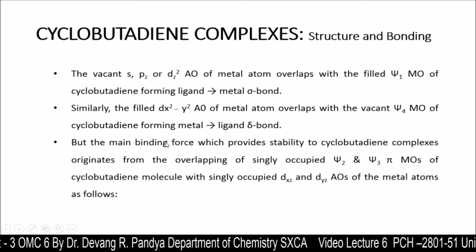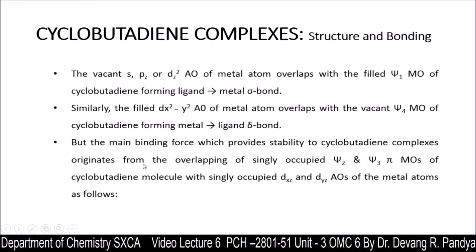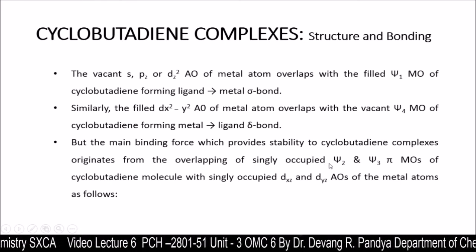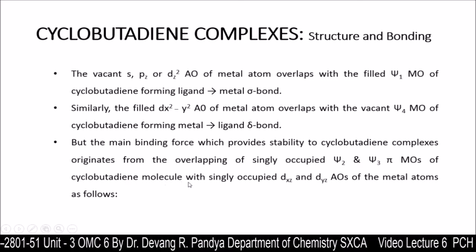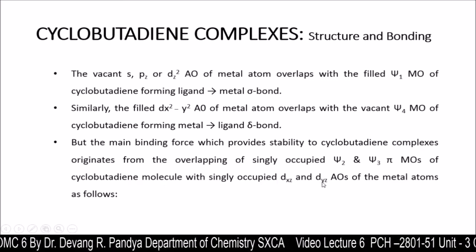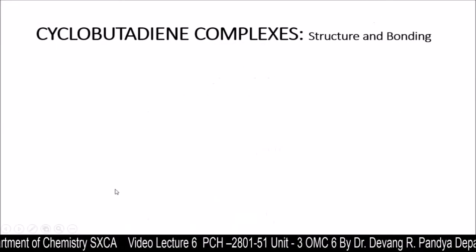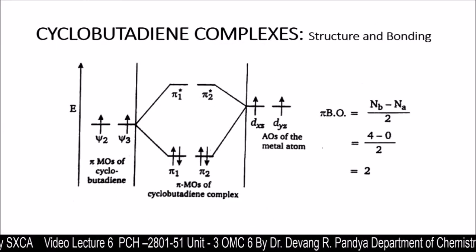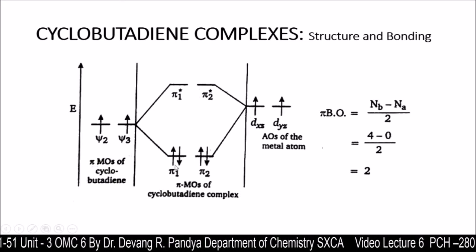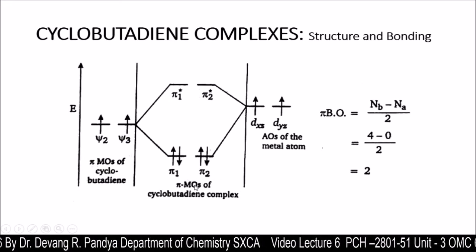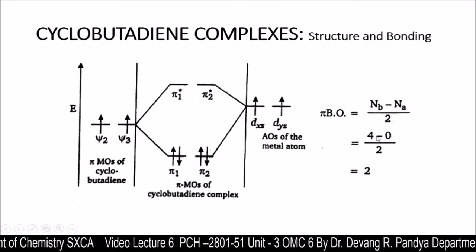But the main binding force which provides stability to cyclobutadiene complexes originates from the overlap of the singly occupied psi2 and psi3 pi molecular orbitals of the cyclobutadiene molecule with the singly occupied dxz and dyz atomic orbitals of the metal atom. You can see psi2, psi3, and the xz and yz orbitals, and that overlap results in pi1 and pi2. That is how the pi molecular orbitals in the cyclobutadiene complex are observed, and the bond order would be 2.